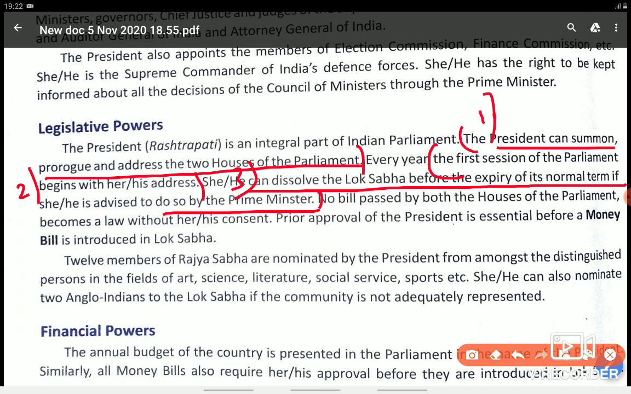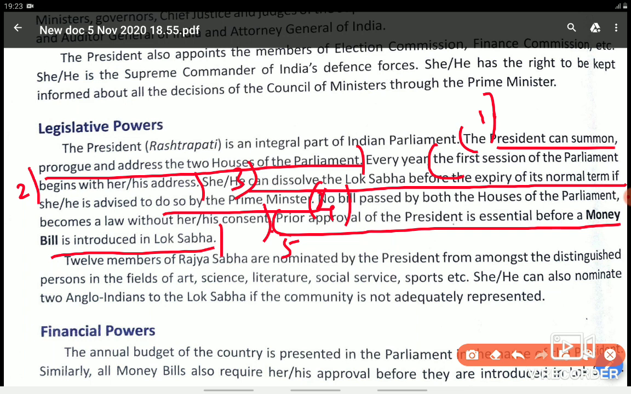Fourth is, no bill passed by the House becomes a law without his or her consent. This is your fourth point. Then fifth point, you can write, prior approval of the president is essential before a money bill is introduced in Lok Sabha. You can write 5 functions, that is enough for you. Okay. If you want to add more, you can add that 12 members of Rajya Sabha and 2 Anglo-Indians to Lok Sabha are nominated by the president. You can add this one also.